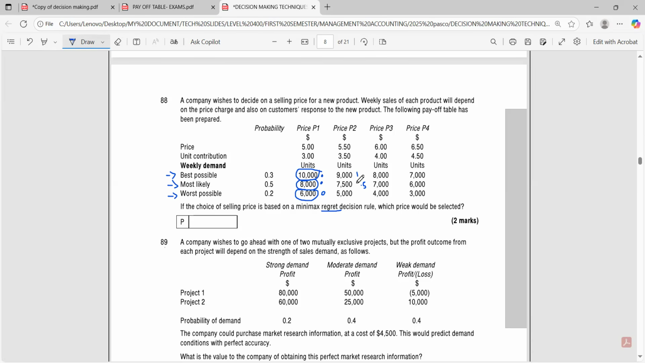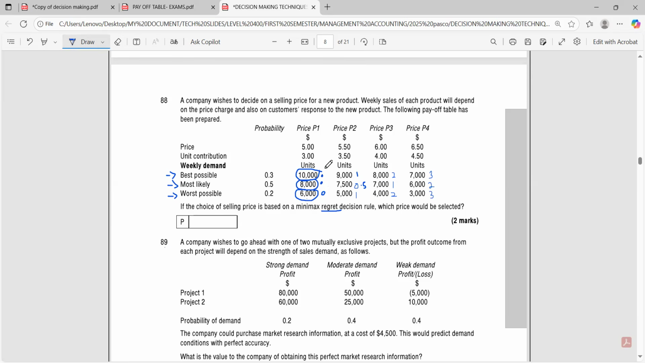So this will become 1,000. Here will become 2,000. This side becomes 1,000. This side becomes 2,000 again. This side becomes 3,000. It's just the maximum value you have selected, less the payoff at that level. The maximum is 8,000 minus 6,000, which will give us 2,000. The maximum is 6,000 minus this, which will give us 3,000.